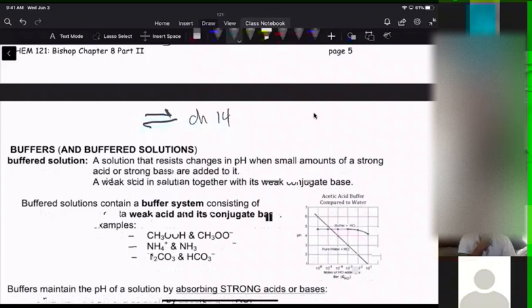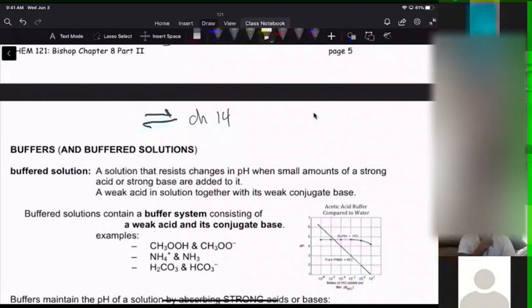All right, so a buffer solution is defined. It has two important things to know. One is the definition: it's a weak acid in solution with its own weak conjugate base. So it's got to have that conjugate acid and the conjugate base together in solution in order to be a buffer. Now, the important thing about a buffer is that it resists changes in pH when small amounts of strong acid or base are added.